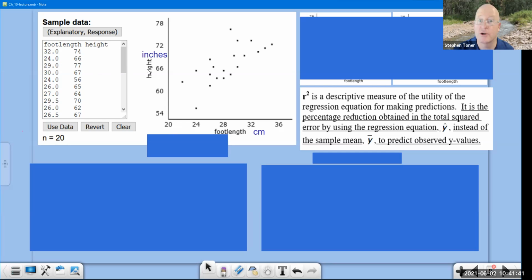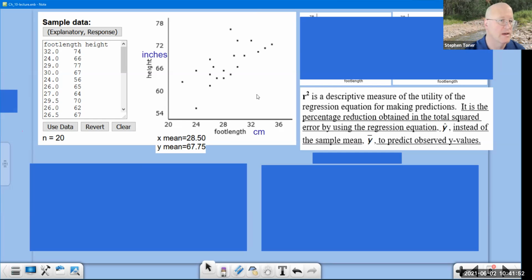Now, when you go online yourself for your activity, you will see that they will tell you what the mean is for each of these variables, and they'll give you the scatter plot automatically. You'll be able to go in and type over some of these numbers and reset the graph, etc.